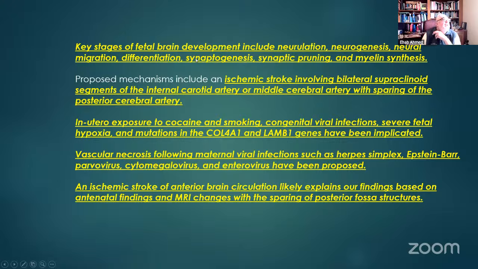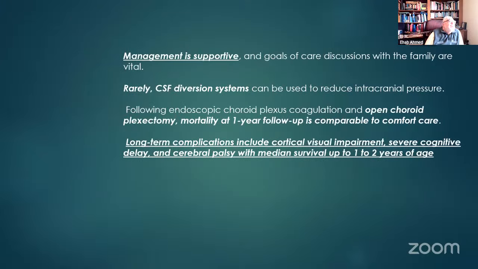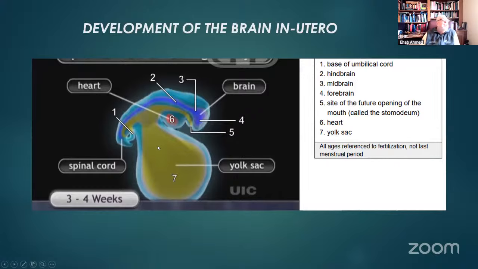Key stages of fetal brain development include, important issue, neurulation, neurogenesis, neuronal migration and differentiation, synaptogenesis, synaptic pruning, and myelin sheaths. These are all different stages of development of the brain. It has very sophisticated terminology, but I will make your life easy. This is the development of the brain in utero.